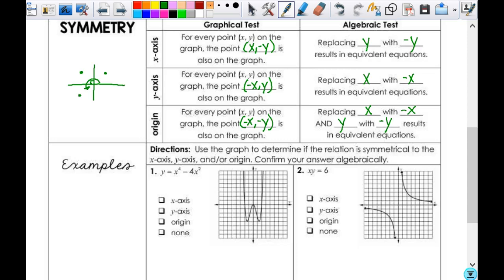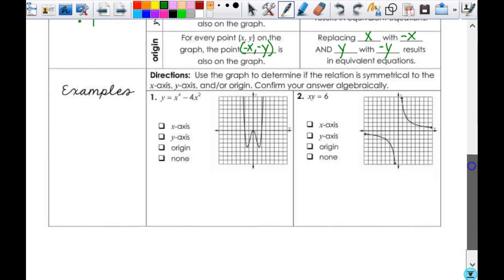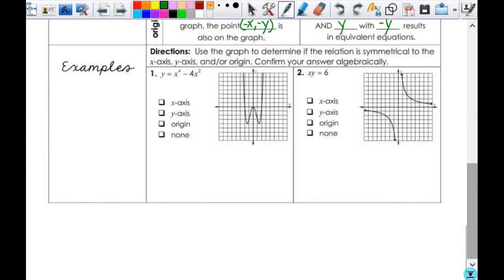All right, everybody okay with that? And if we had to do only the algebraic test and not have a picture to go by to help us get started, then we would have to do all three of these to test it out. But these that we're doing right now, you're going to have a picture to kind of guide you in the right direction, and then you won't have to do all three every time.